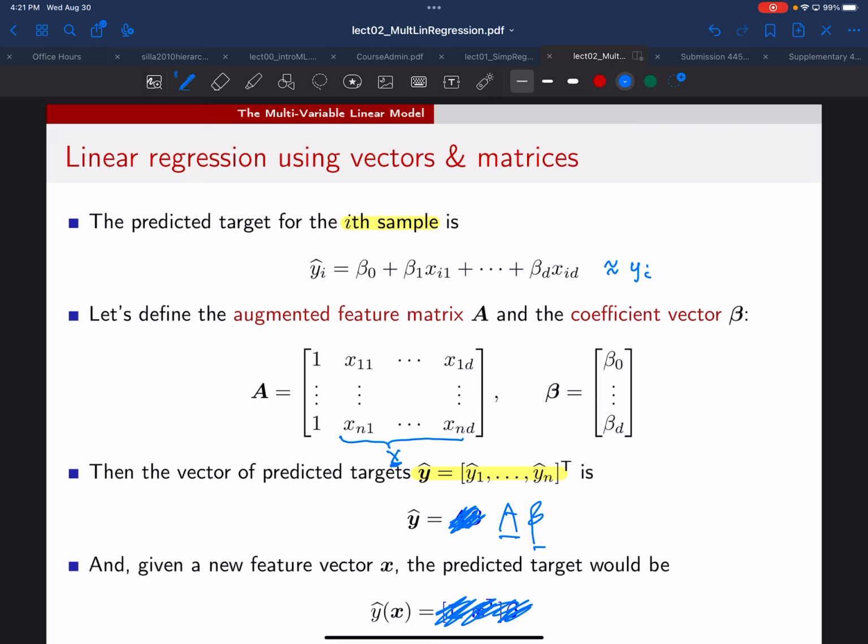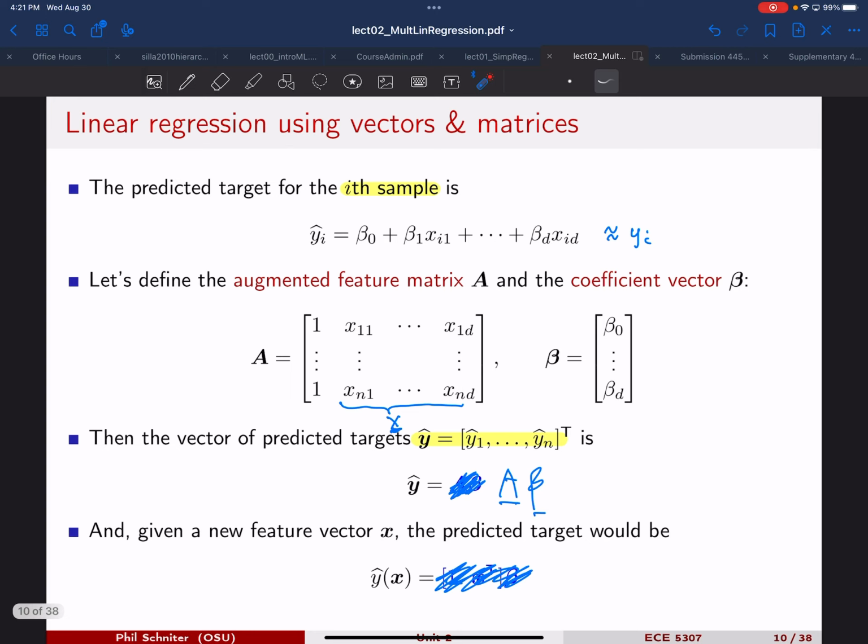So how would I write my prediction, y hat, based on this new feature vector x? This is not in the training data. So how could I write this y hat in terms of the beta and x? Could you transpose your vector x and then insert a 1 at the beginning? Exactly. Multiply it by beta. Exactly.